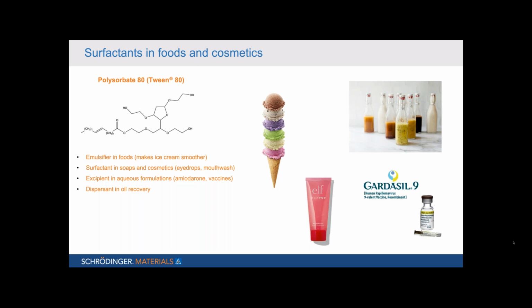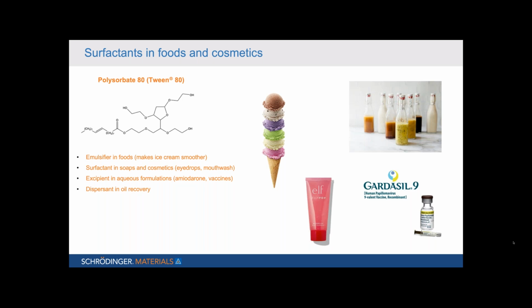So I picked Tween, or polysorbate 80, as an example to walk through, because there are some really good studies in the scientific literature that I'll go over. It's also a really versatile emulsifier and surfactant that's used in ice cream, soaps and cosmetics. It's also used in oil recovery or dispersions, and in things like vaccines and some excipients for pharmaceutical formulations. So it's widespread, it's common, and there are companies that sell lots and lots of it.